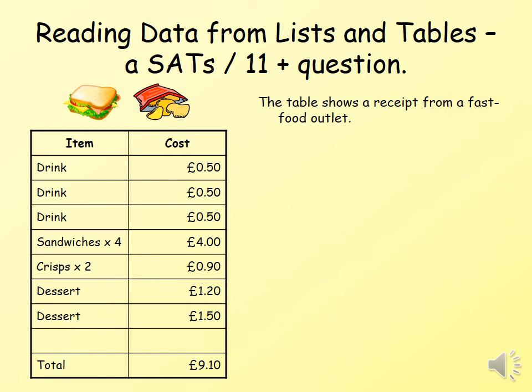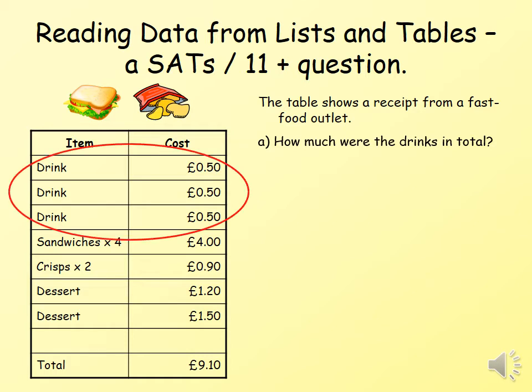Okay, here is another question. So the table shows the receipt from a fast food outlet. The question is, how much were the drinks in total? So we need to look at the receipt carefully. So that is where the drinks are, and it's obviously £1.50.